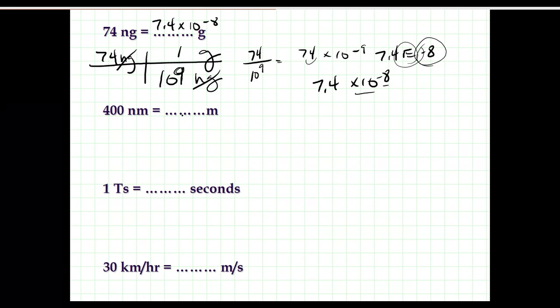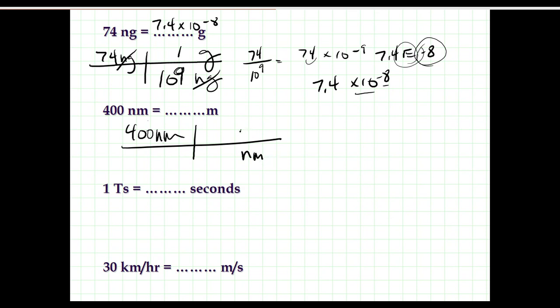Let's go from nanometers to meters. Super similar process. I'm having my railroad track start with my given 400 nanometers. I have nanometers. I want them to go away. I put them on the bottom. I want to turn my nanometers into meters. I put that on the top. What do I know about nanometers and meters? 10 to the 9, or 1 billion nanometers in 1 meter.